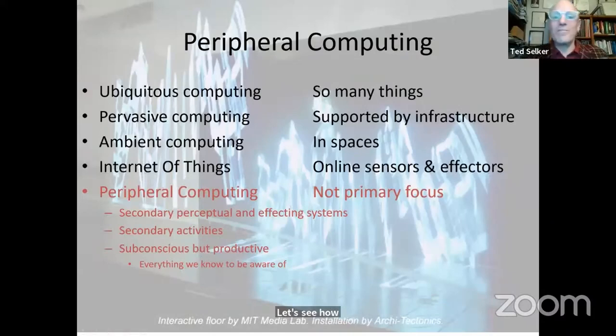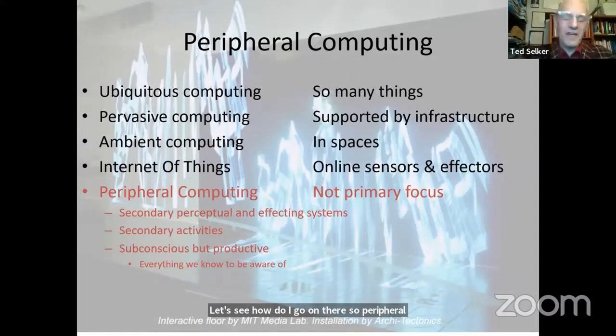So peripheral computing is a term I've been working with some other people on, and I teased us, saying there are so many different kinds of computing. Ubiquitous computing is all the things around us that have computing in them. Pervasive is what IBM started talking about when they were talking about supporting all of these things with infrastructure. Ambient computing, I think of as things that are in space, in the environment around us, and have computing in them. The Internet of Things is such things that are online. And peripheral computing I distinguish as being something that's not the primary focus.